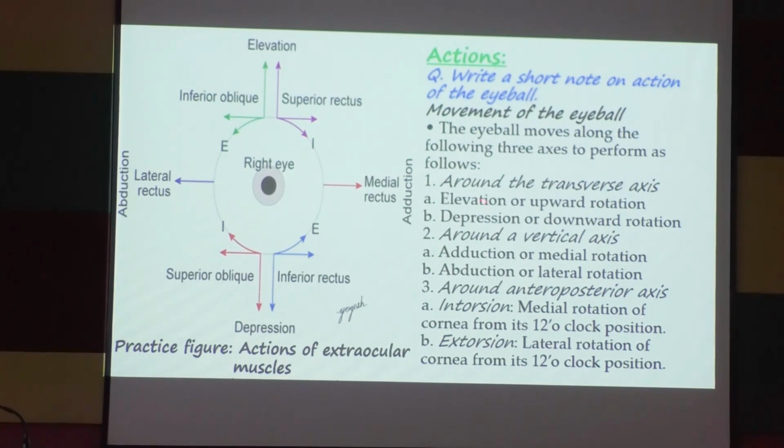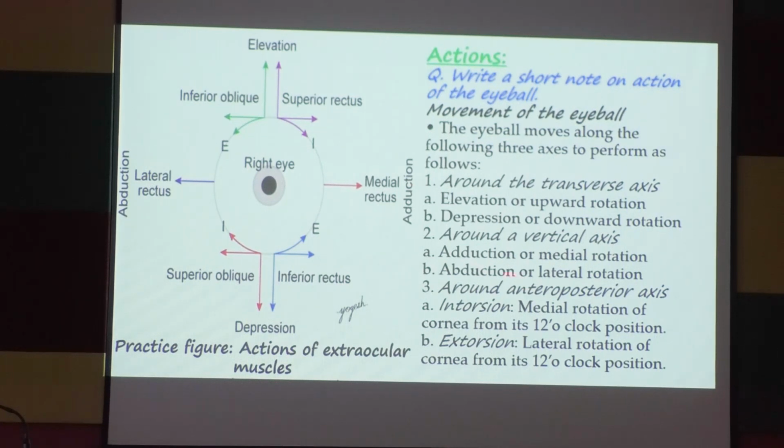Around the transverse axis, elevation, see here passes the transverse axis. Around this axis, elevation or depression can be done. Elevation or upward rotation, depression or downward rotation. Next, around a vertical axis, here will be the vertical axis. Around it, it can rotate laterally or medially.